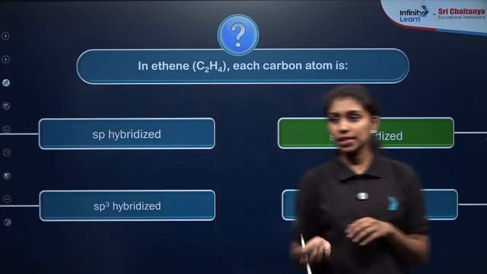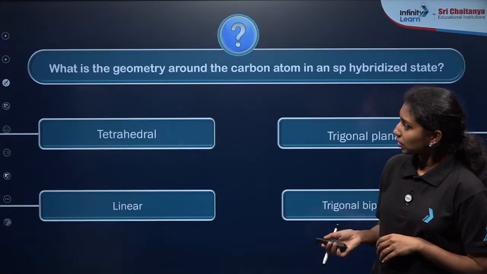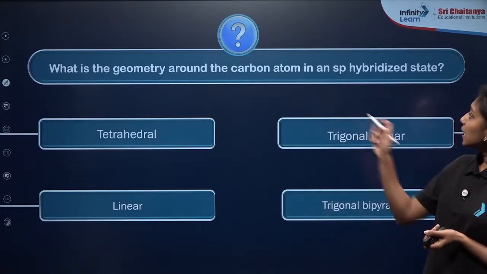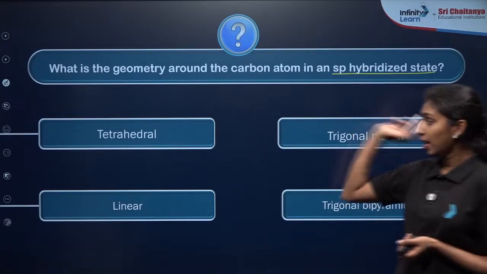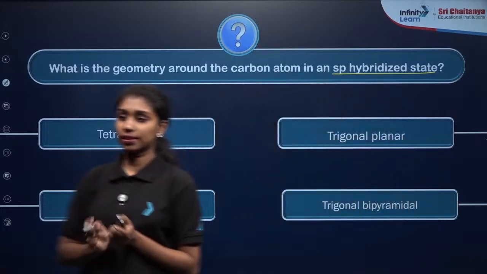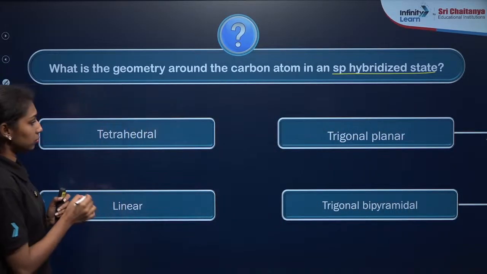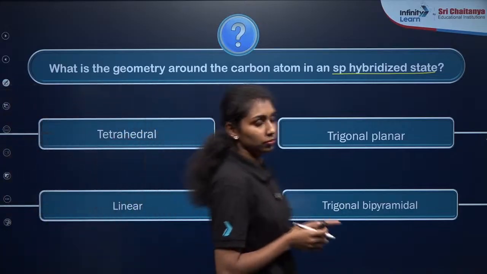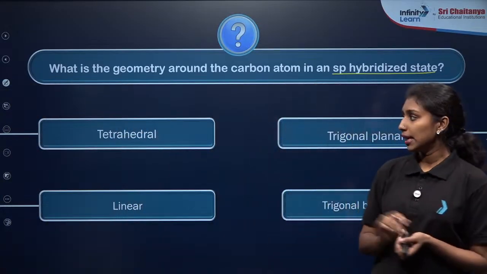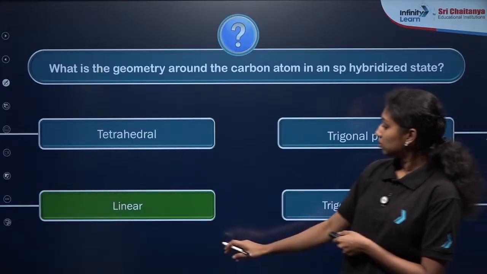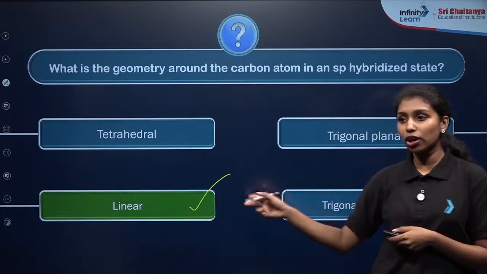Fine. Here is our next question. What is the geometry around the carbon atom in an sp hybridized state? Yes, the shape is linear, right? Yes, the shape is linear with a bond angle of 180 degrees.